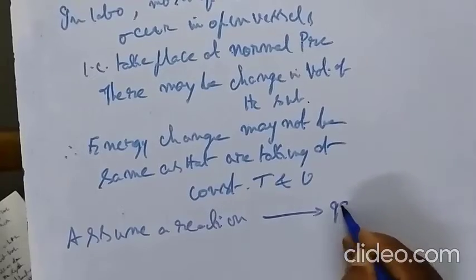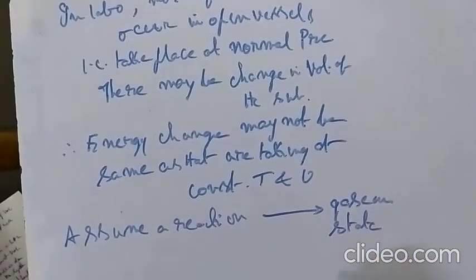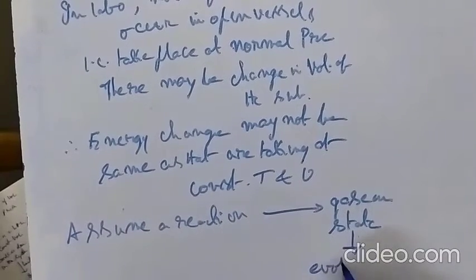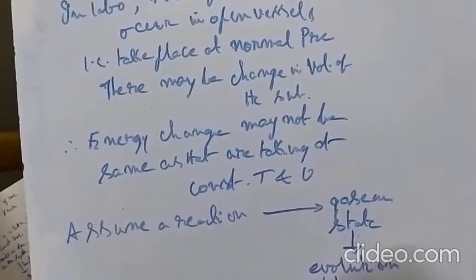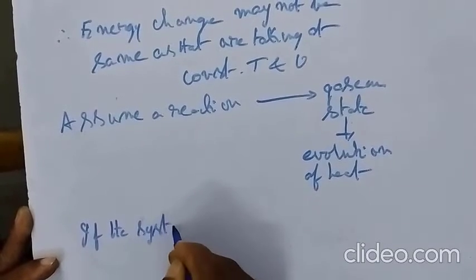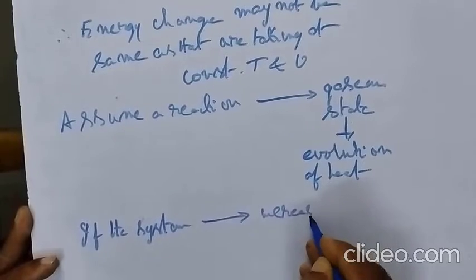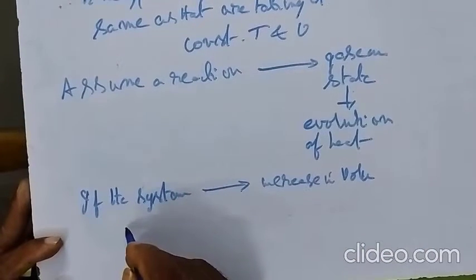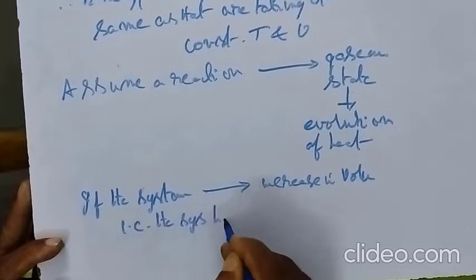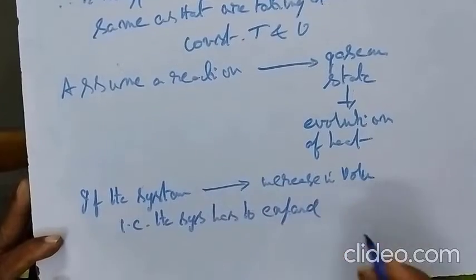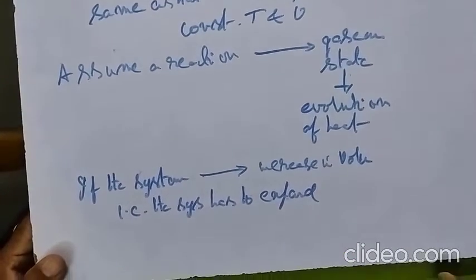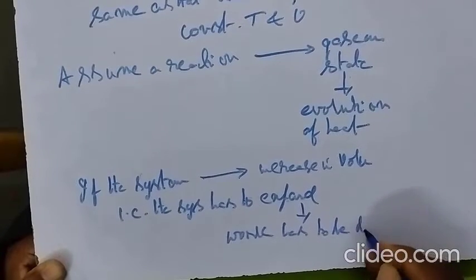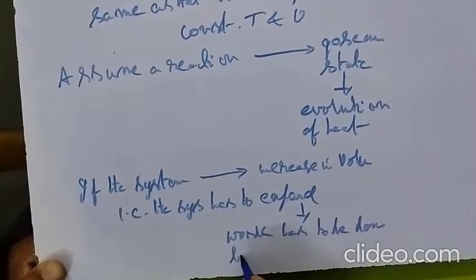Now, assume a reaction in gaseous state. A reaction may be taking place in gaseous state with the evolution of heat. If the system proceeds with increase in volume, increase in volume means the system has to expand. When expansion takes place, what happens to the work done? System expands, work has to be done by the system.